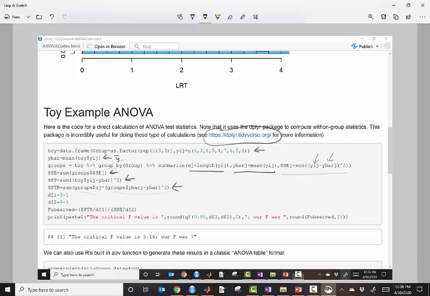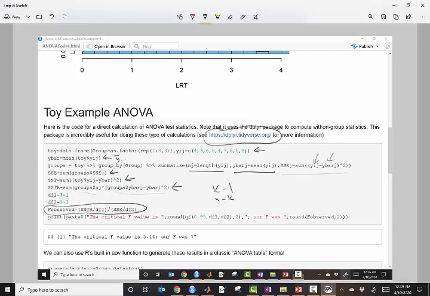Now, the degrees of freedom 1, that will be the degrees of freedom of the numerator. That's just k minus 1. So there's 3 groups, so hence 3 minus 1. Degrees of freedom 2, remember, is n minus k. So that's the sample size 9 minus the number of groups. And then this F observed is our test statistic we're going to use, the MSTR over the MSE.